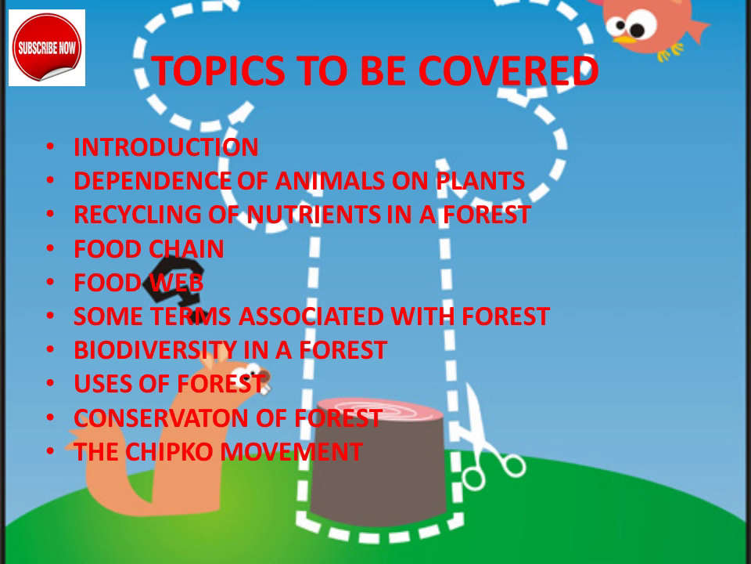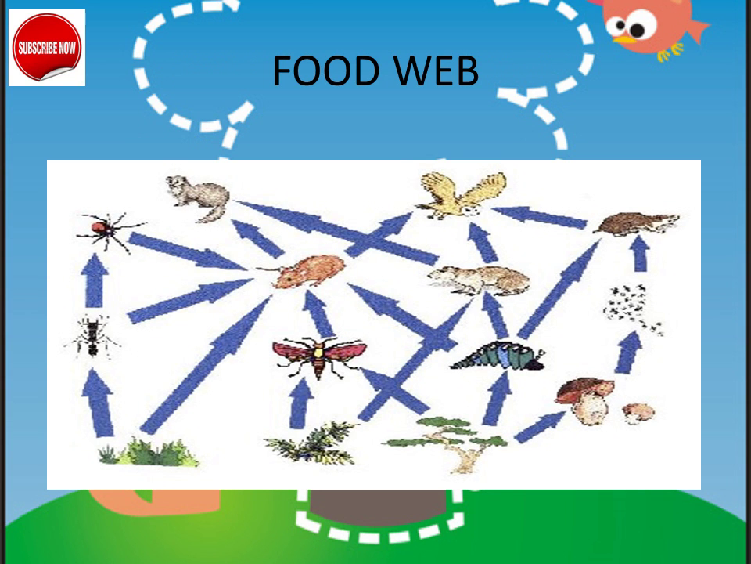The topics to be covered are introduction, dependence of animals on plants, recycling of nutrients in a forest, food chain, food web, some terms which are associated with forest, biodiversity in forest, uses of forest, conservation of forest, and the Chipko movement. Now already I have made the first part, so I would suggest you go back and check the video and then come over here to have a better conceptual understanding.